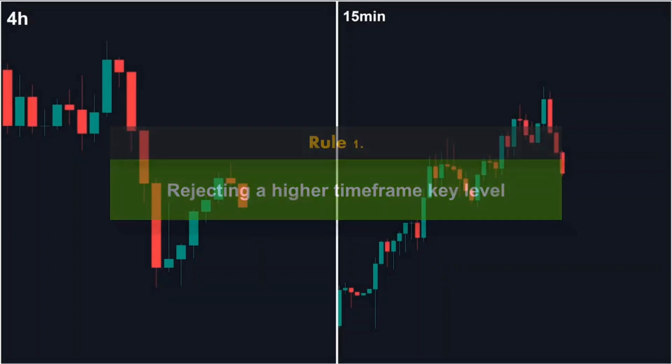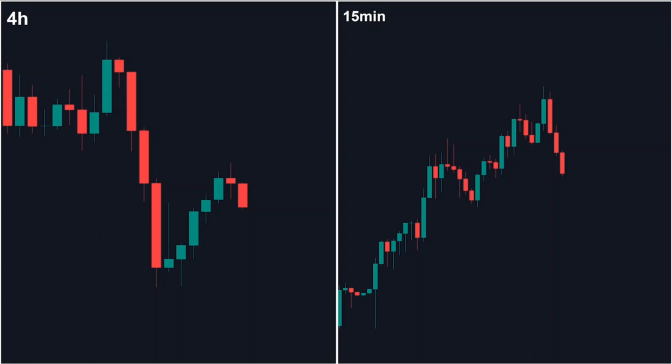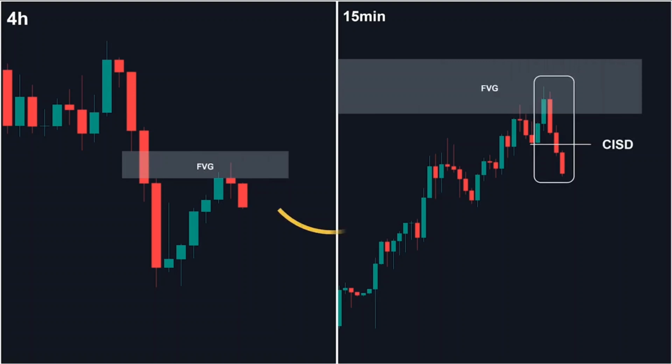As mentioned earlier, the CISD is a reversal price action pattern, and it's most effective when it occurs after the price has tapped into a higher time frame key zone. This is because key levels on higher time frames, such as 4 hours, daily, or weekly, have the power to influence the price movement significantly. When the price reaches these zones and CISD forms, it indicates that the market is likely reversing at a crucial area, making the pattern more reliable.